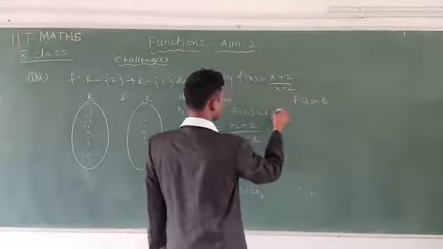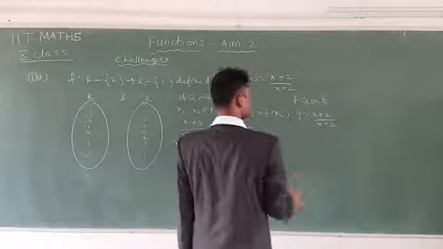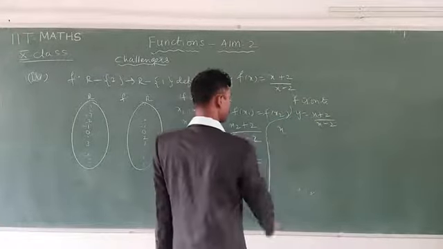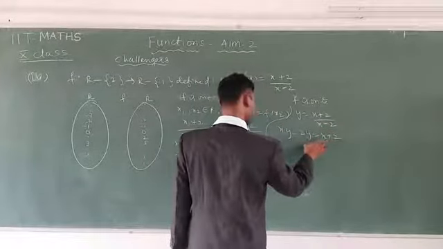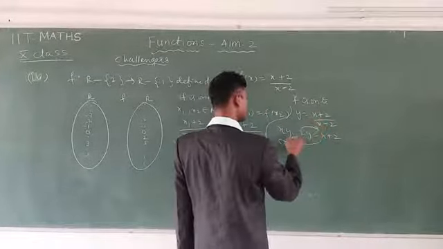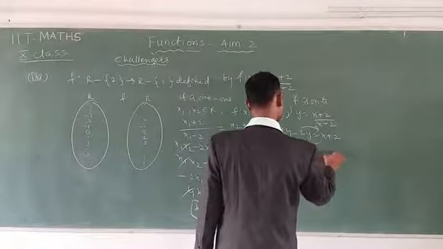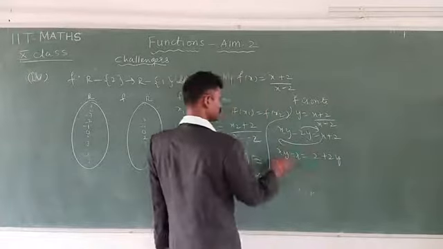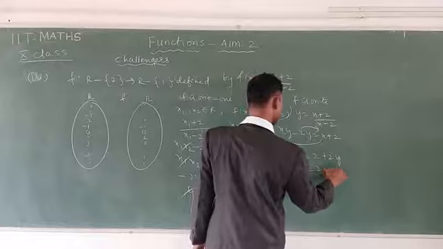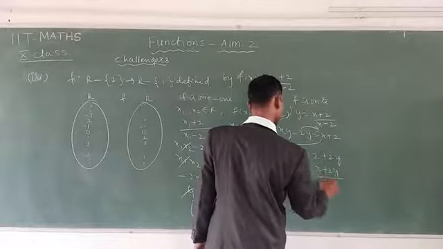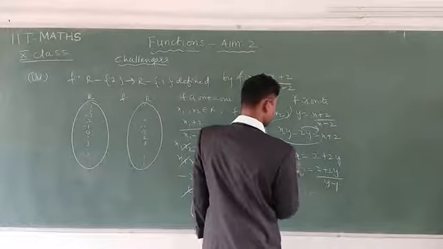Onto possible or not we have to check here. Here y is equal to x plus 2 by x minus 2. Then cross multiply: xy minus 2y is equal to x plus 2. This x send this side and 2y send that side. xy minus x is equal to 2 plus 2y. Now here you can take common x. x times y minus 1 is equal to 2 plus 2y, so x is 2 plus 2y by y minus 1.